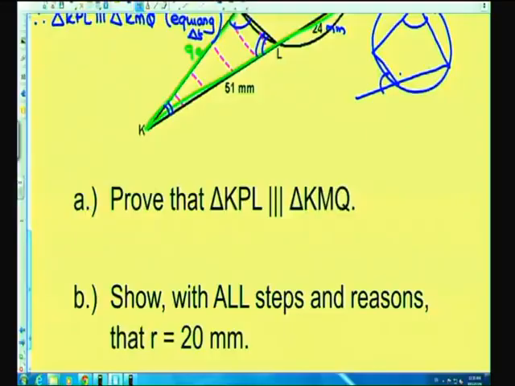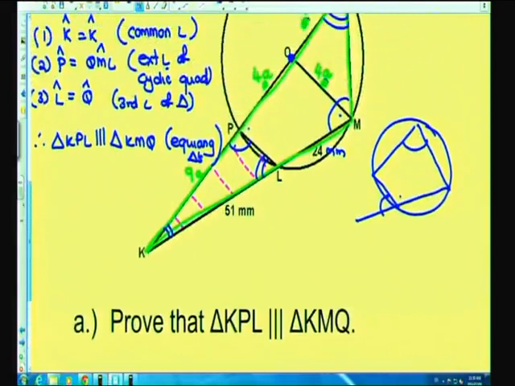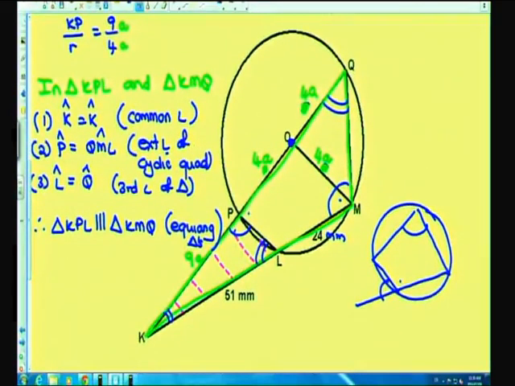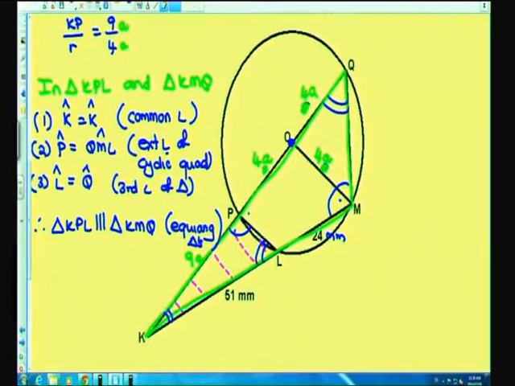Right, so we've got the first part proved. Now it says show with all, notice the highlights, steps and reasons that little r is equal to 20 millimeters. So now they want me to prove that r is 20 millimeters. I'm just going to take this drawing off over here, so it actually had nothing really to do with that. And let's get ourselves another color pen so we can distinguish what we're doing. Right, so with all steps, I must show that little r is equal to 20.